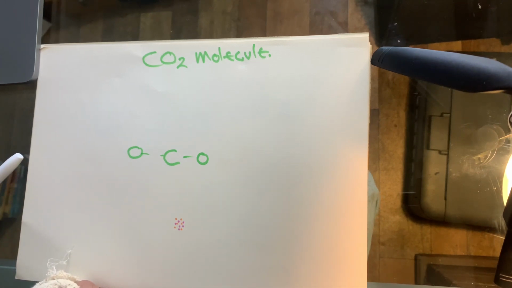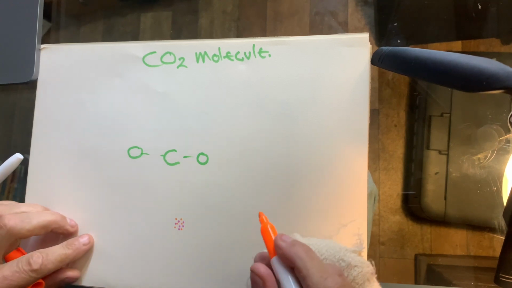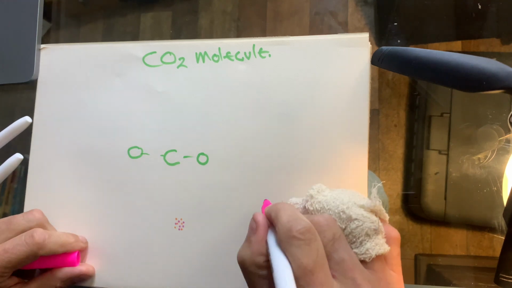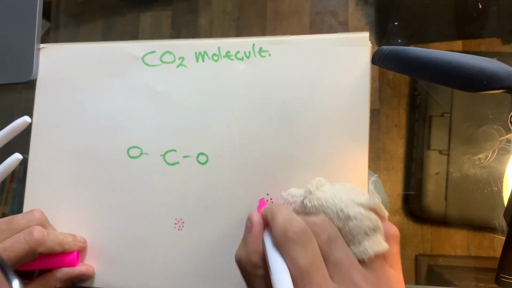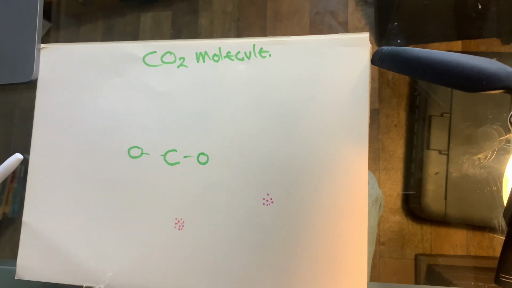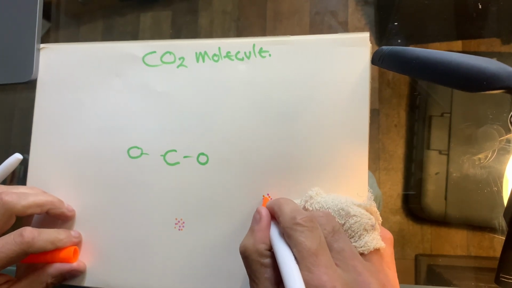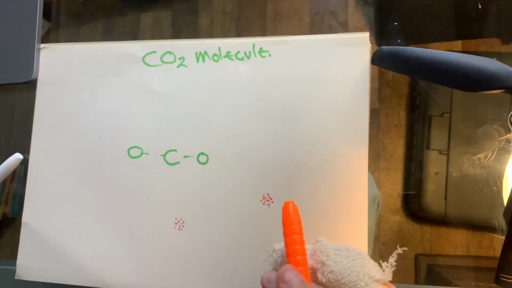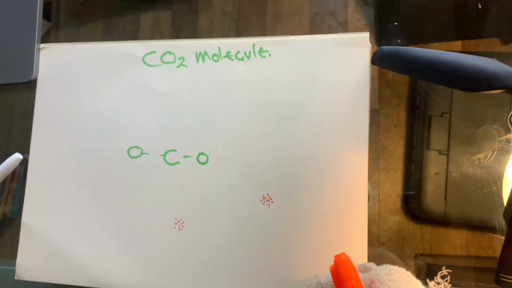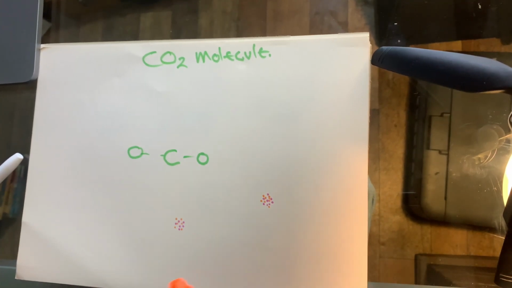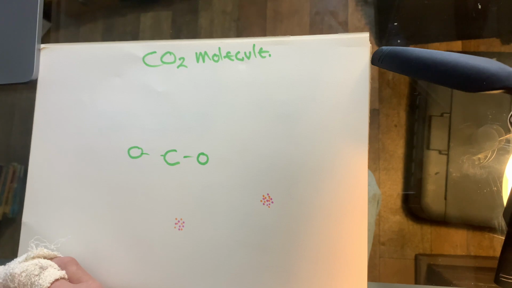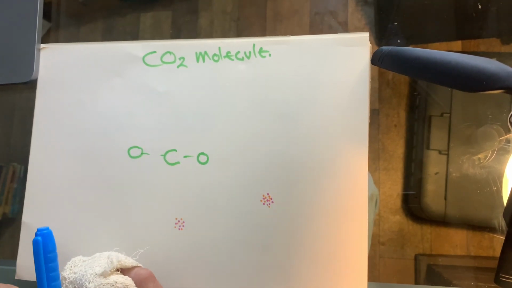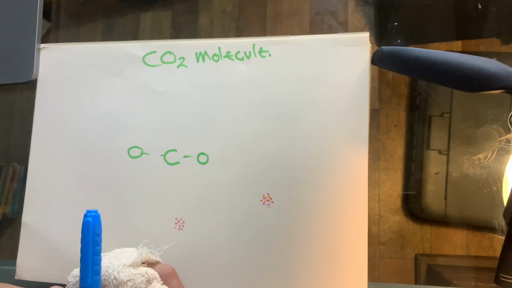Then you have your oxygen, which has 8 protons and 8 neutrons in the nucleus, and similarly 8 electrons, which are far away out there. What is really interesting about the CO2 molecule is the way that it interacts with infrared photons.